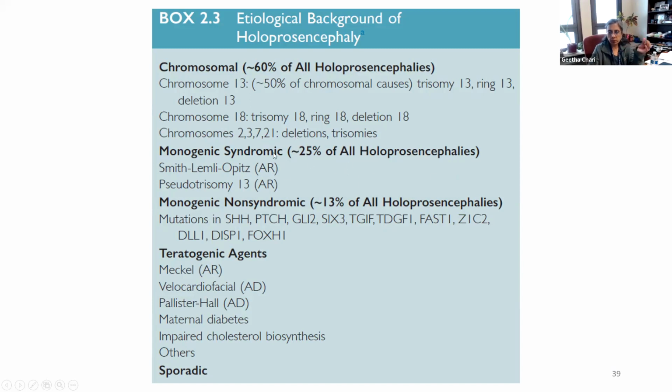25% of holoprosencephalies can be because of monogenic abnormalities. So things like Smith-Lemli-Opitz syndrome, which is autosomal recessive. You can also have non-syndromic forms when you have mutations in certain genes, like the sonic hedgehog gene and things like that. And it can also be as a result of various teratogenic agents and poorly controlled diabetes, etc. All those things can also give rise to holoprosencephaly, though it's much less common. The most important things are chromosomal abnormalities, which give rise to holoprosencephaly.